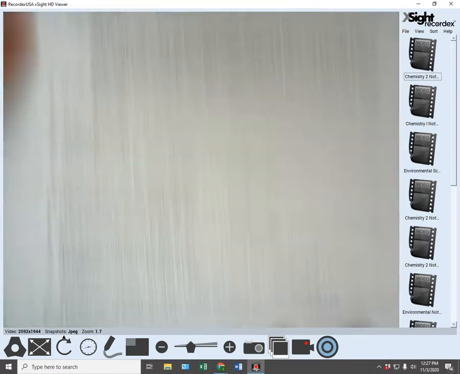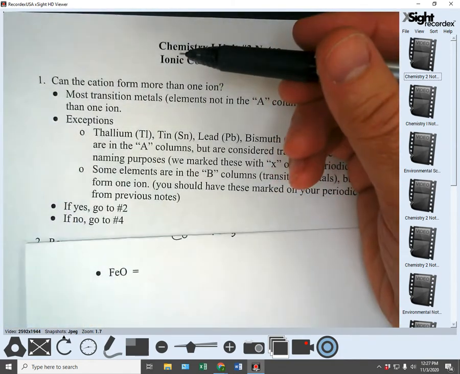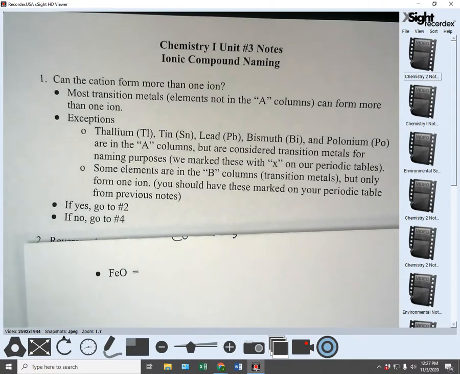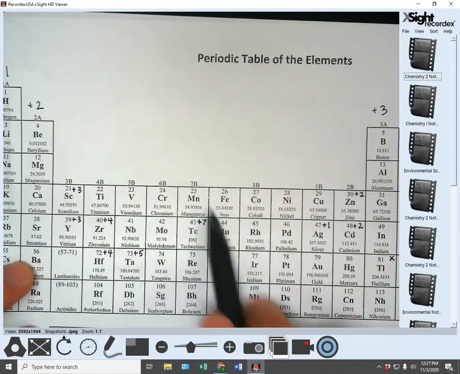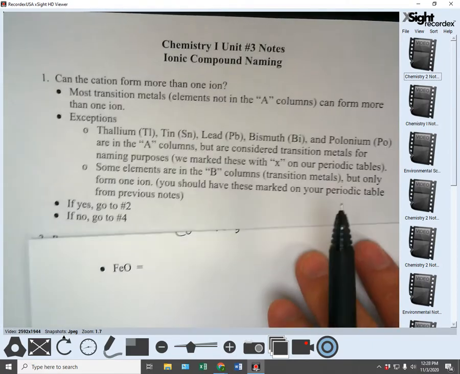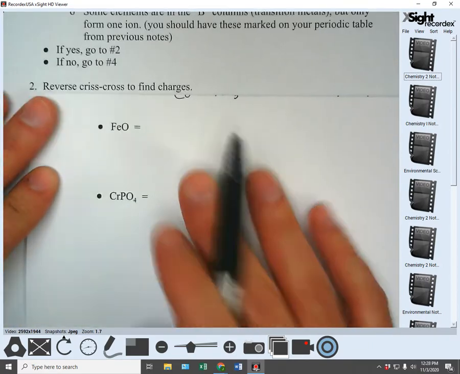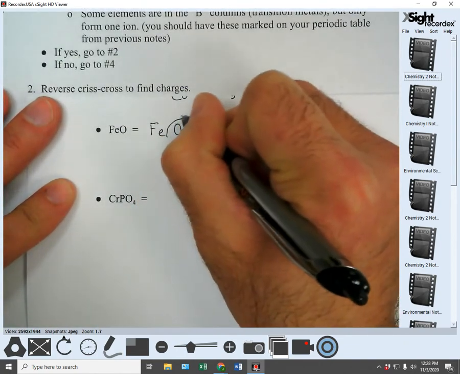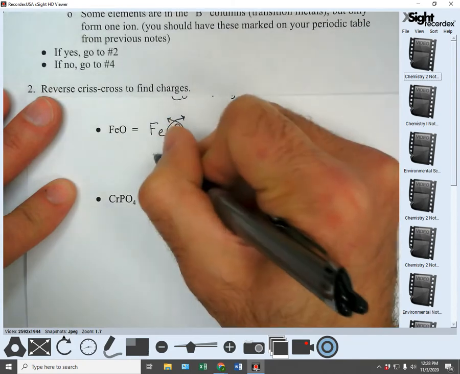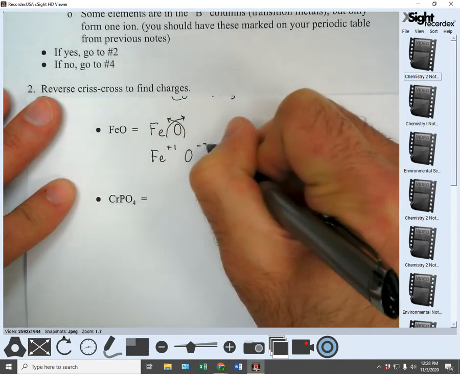FeO. So does the cation form more than one ion? So we're on Fe. So we look at Fe. Yes, it does. We don't know the charge, so yes, it does. Okay, so we're going to reverse crisscross to find the charges. So FeO, there's no number, so just a 1 and a 1, so we get Fe plus 1, O negative 1.